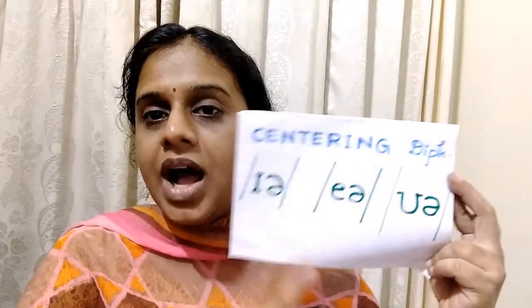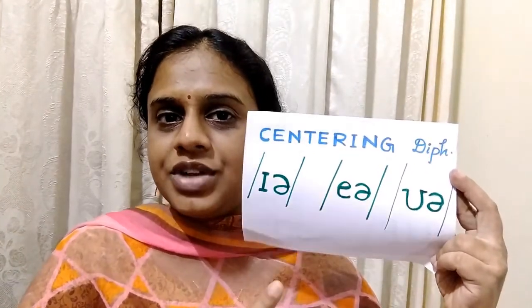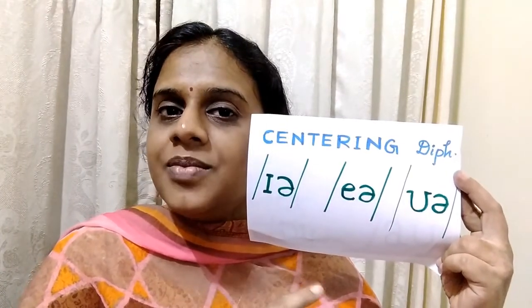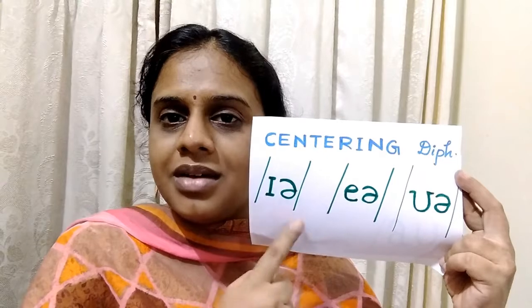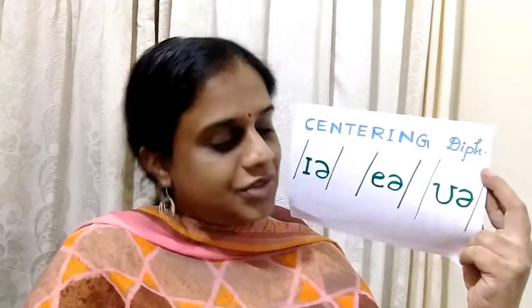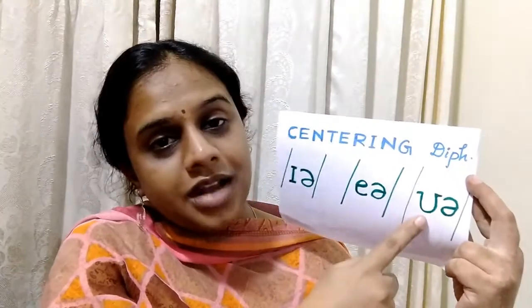And now we have another category. Easy to understand. A diphthong in which the tongue moves towards the position of a central vowel is called a centering diphthong. There are 3 centering diphthongs in English. The central vowel a. Here the glide of the tongue or the movement of the tongue is towards the position of the central vowel a. So ear, air and oor. These are the 3 centering diphthongs.